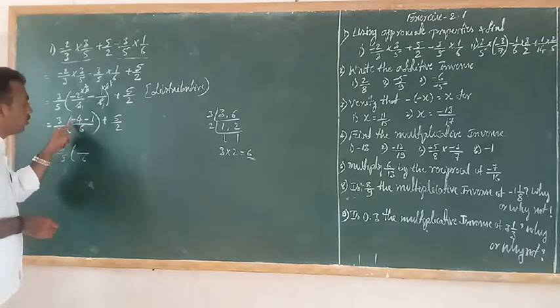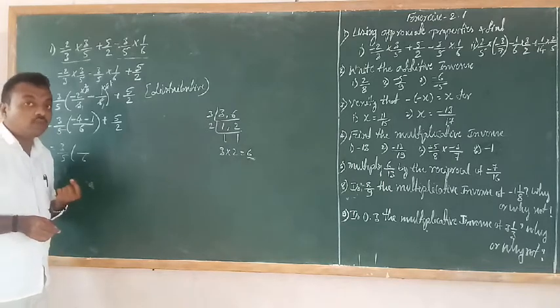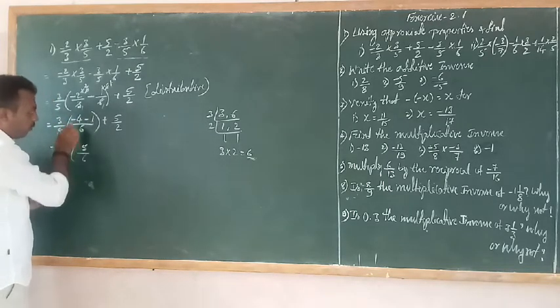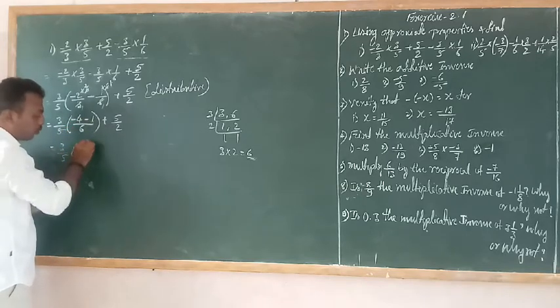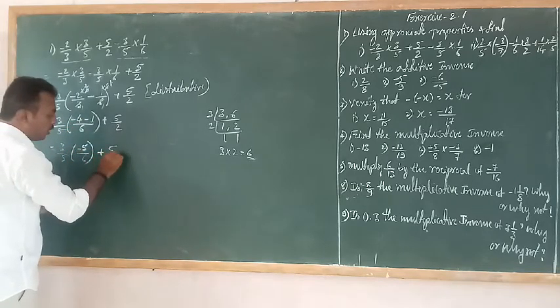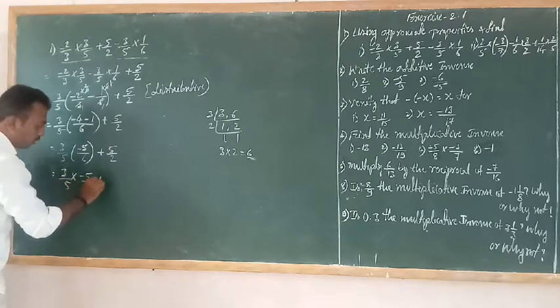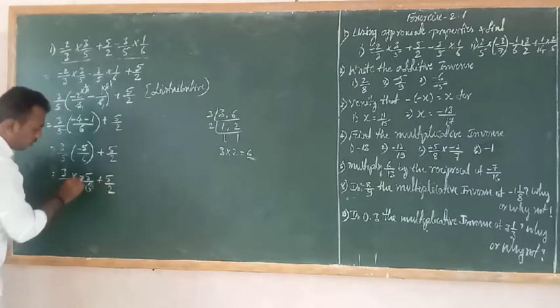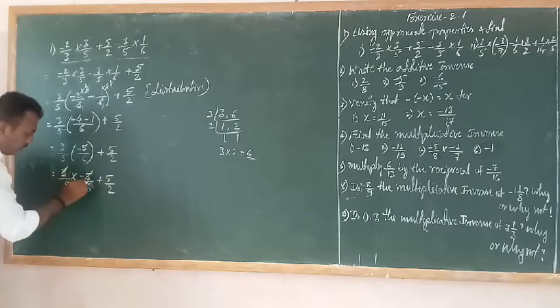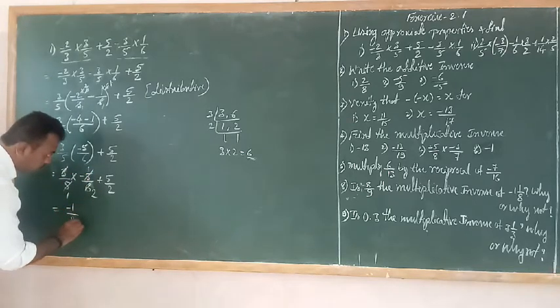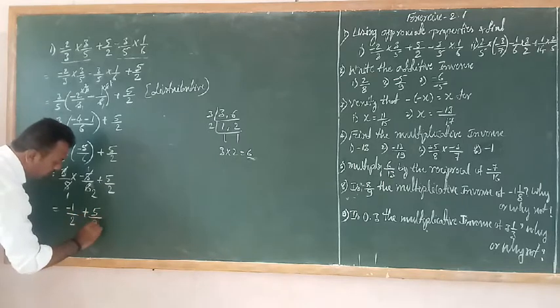So when the signs are the same, we do what? Correct, addition. So 4 plus 1 is 5. The sign is minus, so we should put minus only. So plus 5 by 2 as it is write down. And then 3 by 5 into minus 5 by 6 plus 5 by 2. Okay, so 5 gets cancelled. 3 1s are 3, 3 2s are 6. So remaining minus 1 by 2 plus 5 by 2.